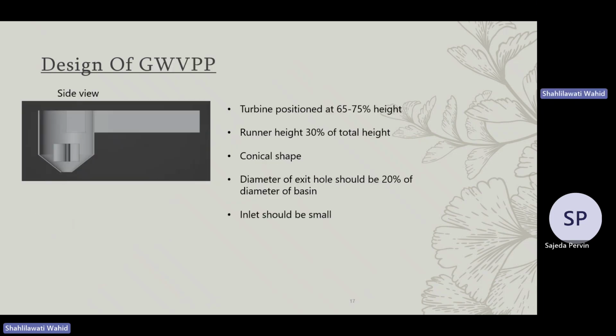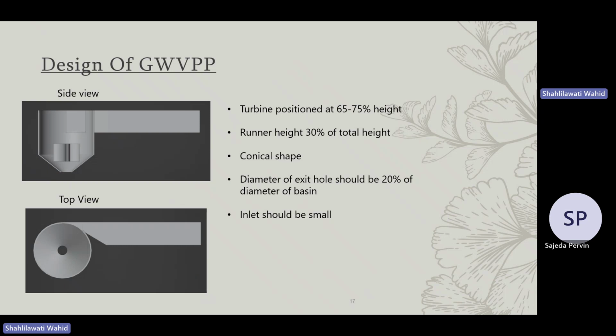Next, we have the design of the GWVPP itself. Here we have a side view of it. To achieve the maximum efficiency, the turbine should be positioned at around 65 to 75% of the whole height of the GWVPP. And then the runner height, which means how tall the turbine is, should be around 30% of the whole height. And then the exit hole for the GWVPP should be a conical shape and not a cylindrical shape.